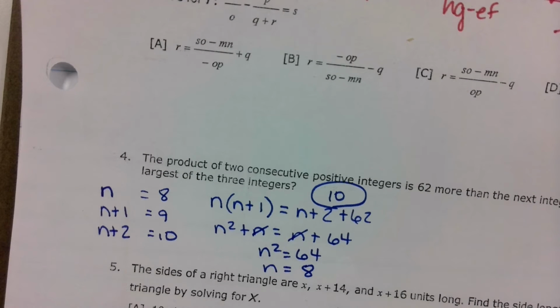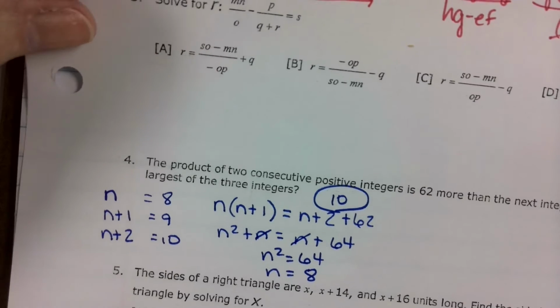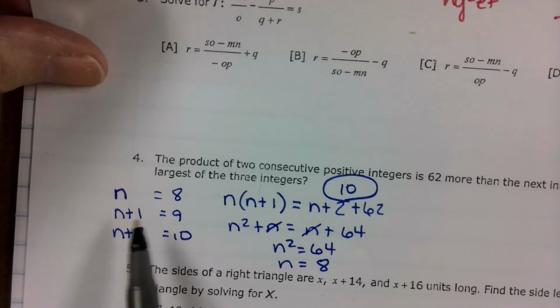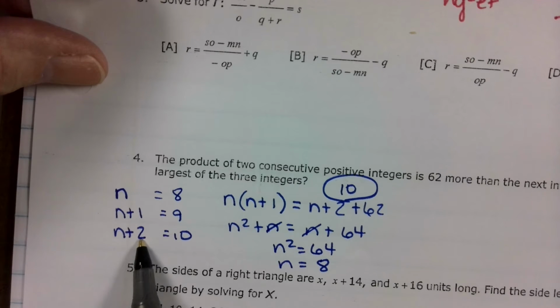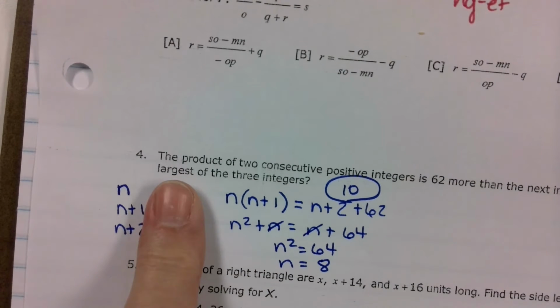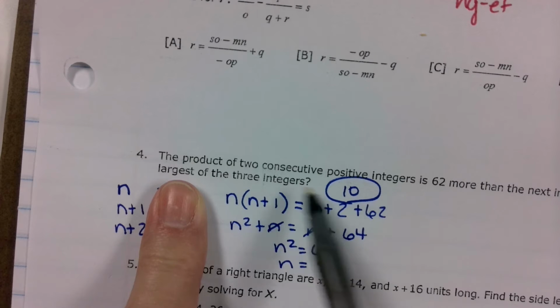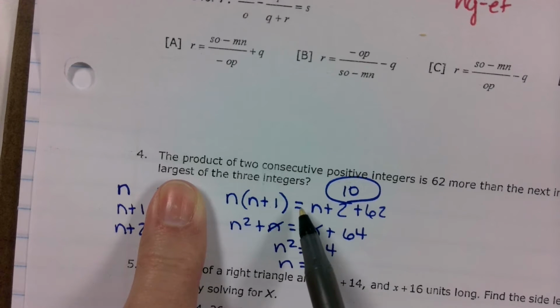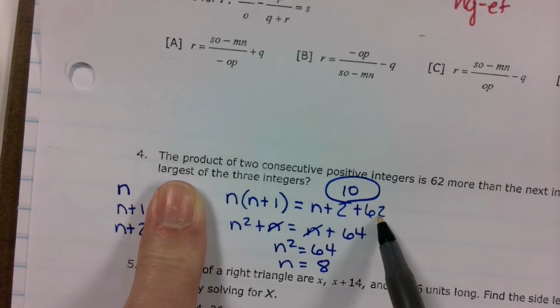Okay, let's move on down to number 4. It says the product of two consecutive positive integers is 62 more than the next one. So first of all, consecutive positive integers are n, n plus 1, and n plus 2. Okay, now this was at the end. So that's your setup. It says the product of two of them, so the first two, equals 60 more, greater than the largest of the three.